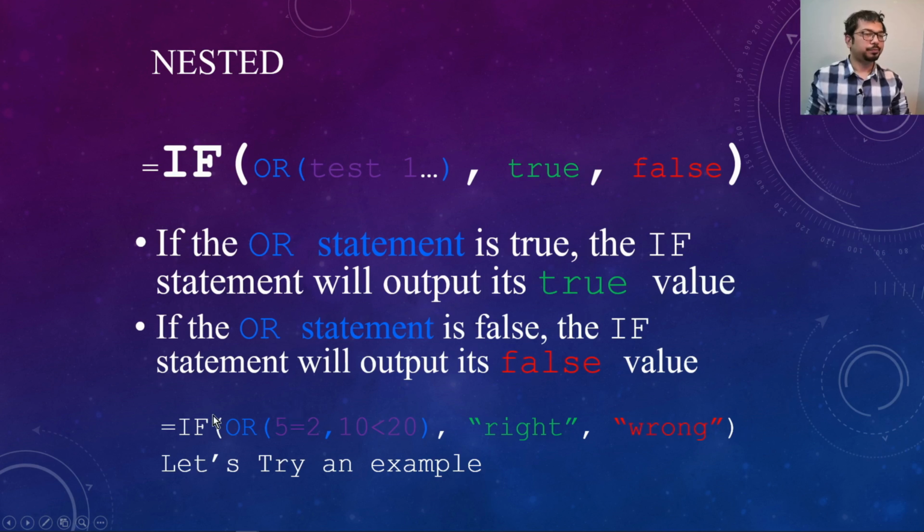So as you can see in this example, IF OR 5 equals 2, comma, 10 is less than 20, and we said right or wrong. As this one is false but the other one is true, the OR will return true. So the IF statement will have right printed in that cell. Let's try an example in our Excel. I will pull up my Excel sheet.